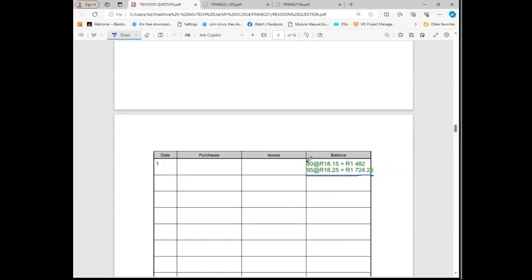Please add the units for me. It's 175 units at, and we are looking for the price, which is the average. So don't just add and divide by 2, because some students just add the prices and divide by 2. What I need you to do is also add the amounts for me.